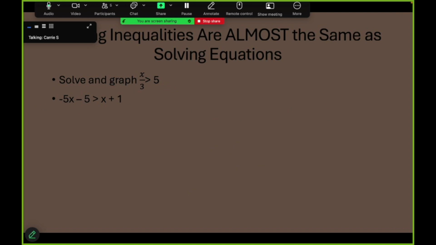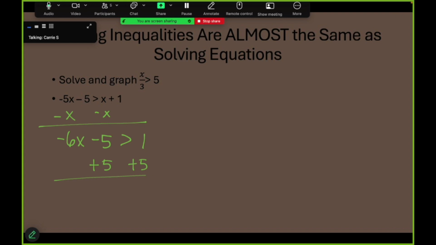Let's do another one. Let's do this one that's listed right here. I'm going to move this x over by subtracting x and subtracting x. I will have a negative 6x minus 5 greater than 1. What do I have to do next? Add the 5 to the 1. Add the 5 to both sides.